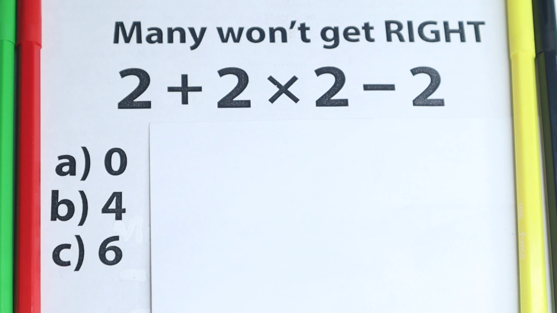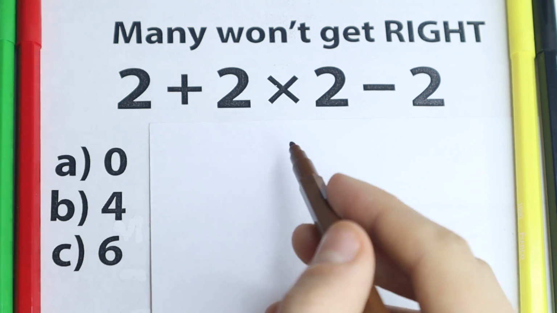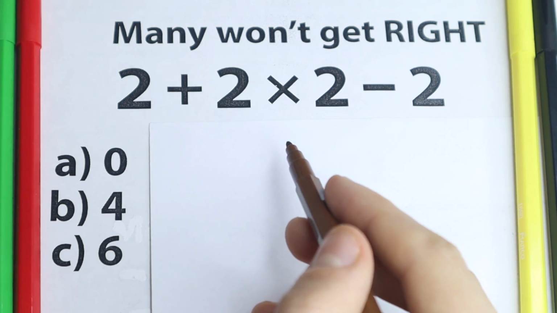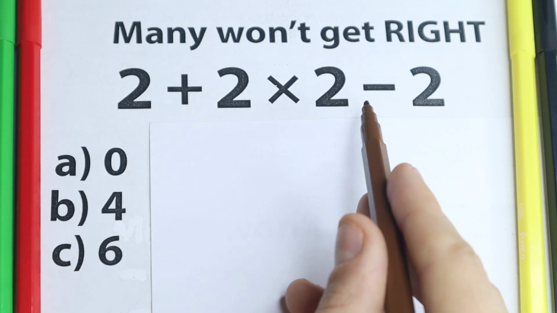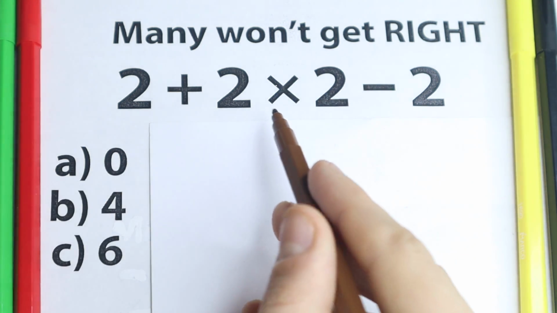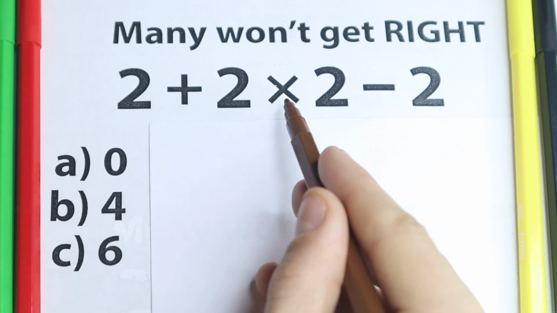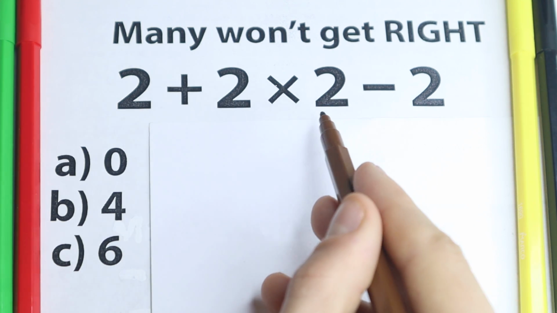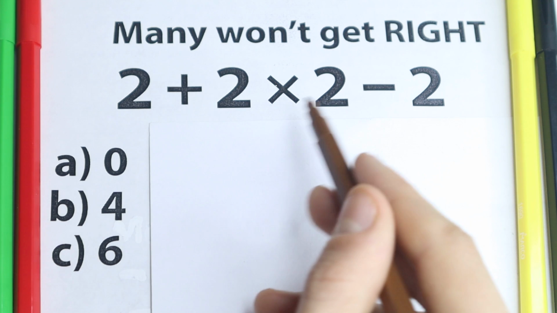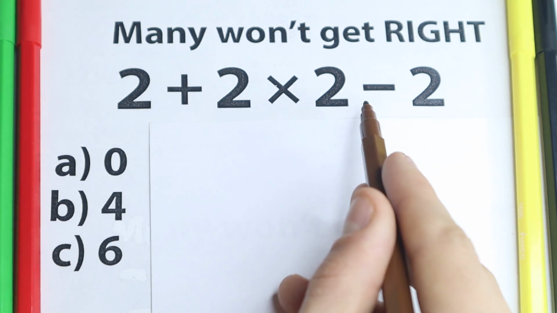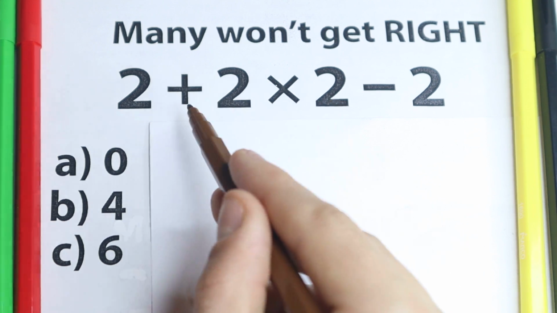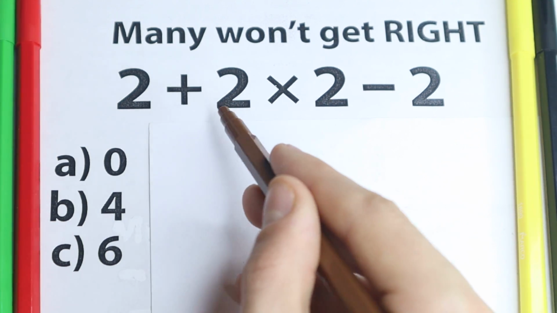In this video we are going to solve a really interesting, relaxing, easy math question. So we have 2 plus 2 times 2 minus 2. At first sight this is the easiest question you've ever seen, because we have only addition, multiplication, subtraction, and only the number 2, so it's not huge numbers, not thousands. We have operations that everyone learned in the 3rd or 4th grade.